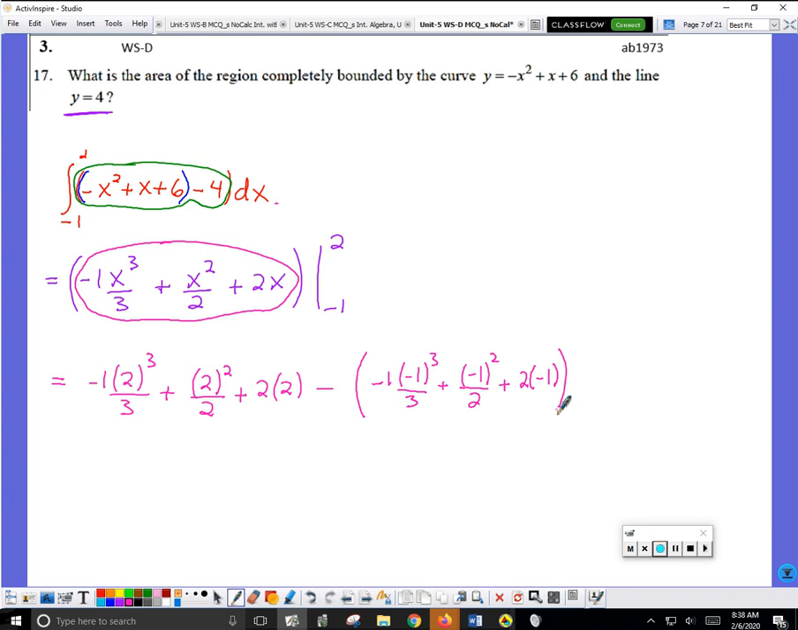Multiple choice, you gotta go, yuck, I gotta find an answer, so keep grinding. So that's -8/3. That's 2. There's a 4. This would be -1/3, +1/3, back to -1/3. This would be +1/2, then -1/2. This would be -2, then +2. Question?